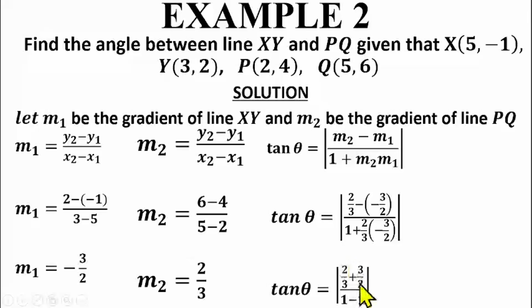And 1 minus 1 will give us what? 0. So that means the whole fraction here becomes infinity. So that means we have tan theta equal to infinity. Then that means theta will be equal to 90 degrees, because if you find tan 90, it is equal to infinity as well.